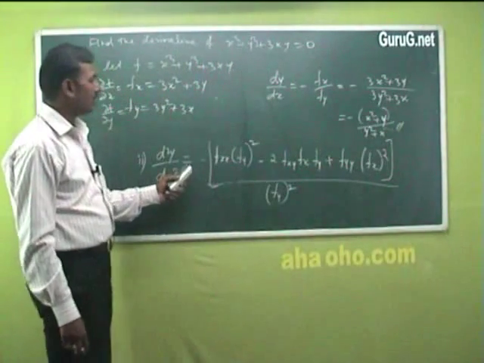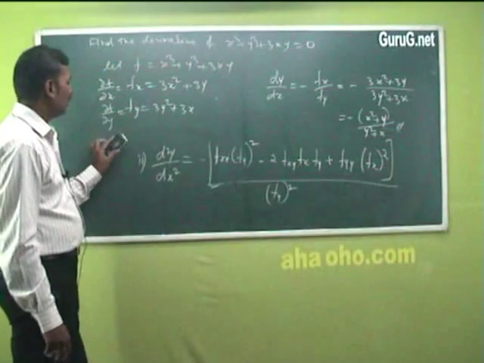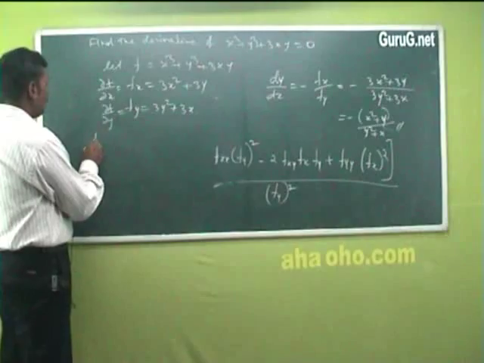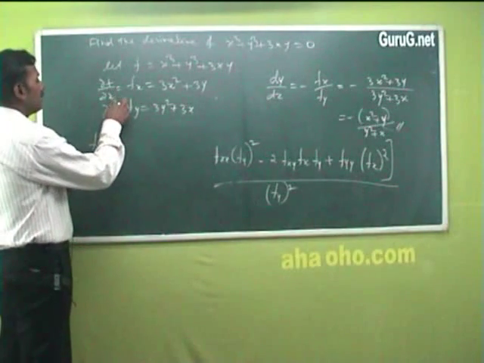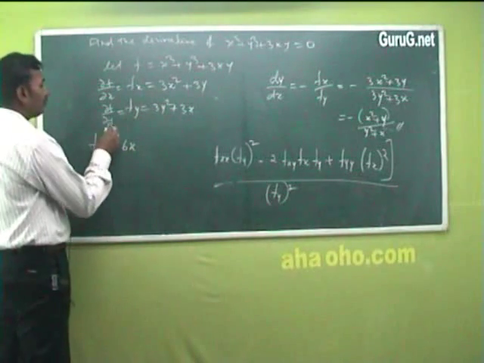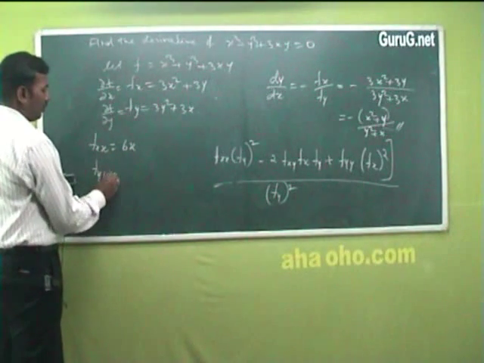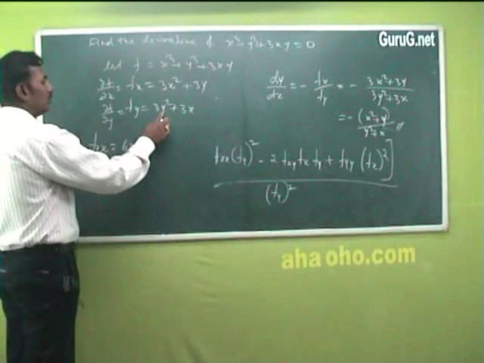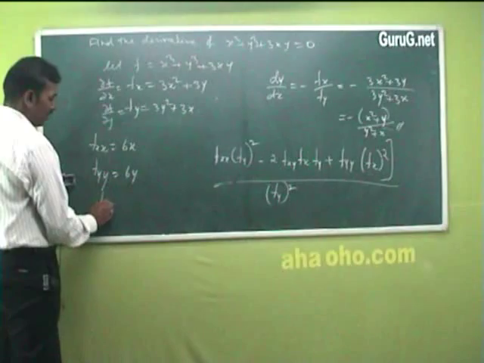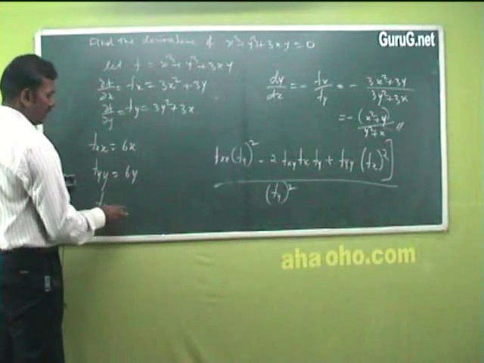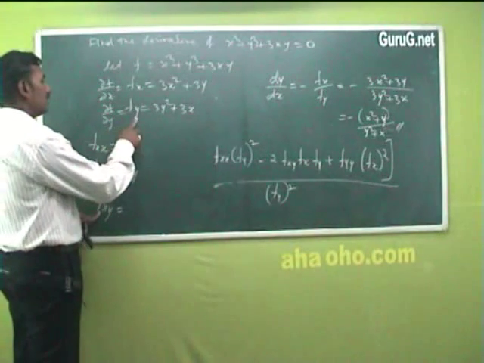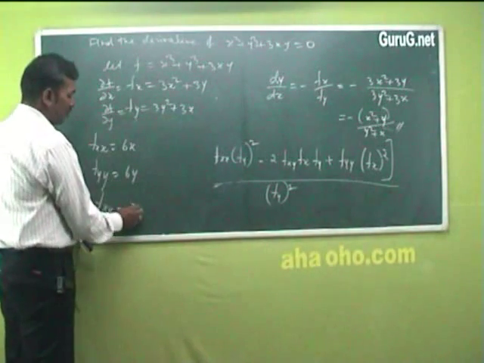For the second order derivative, you differentiate again. We need fxx. So fxx equals what? You differentiate with respect to x again, so that is 6x. Then fyy: you differentiate with respect to y this function, so you get 6y. Then fxy. What is fxy? Differentiate fy with respect to x. So this fy you differentiate with respect to x, you get 3.